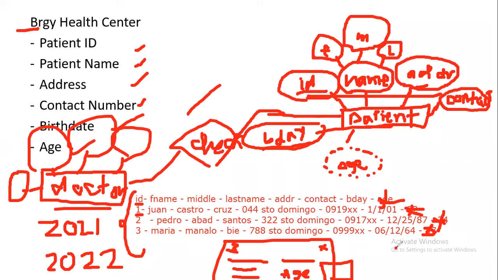So year to date is, kunwari 2025 na. O hindi, 2021. Year to date is 2021. Then kunin mo yung birth year, 1964. Yun yung i-display mo na age niya, 57. So kung ano man yung year, 2021, 57.